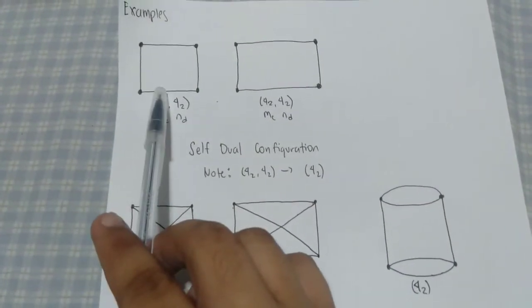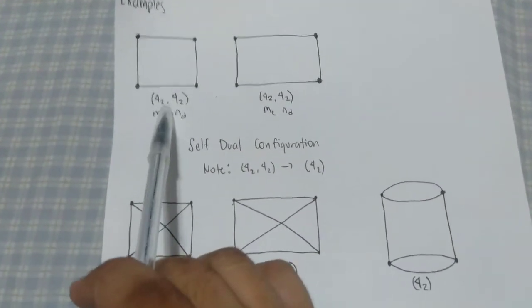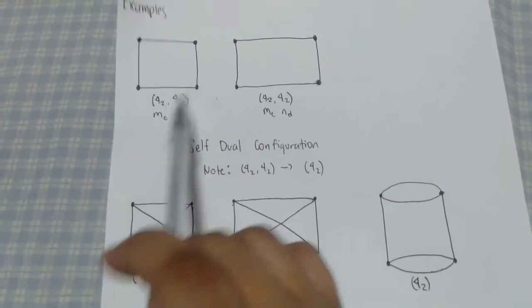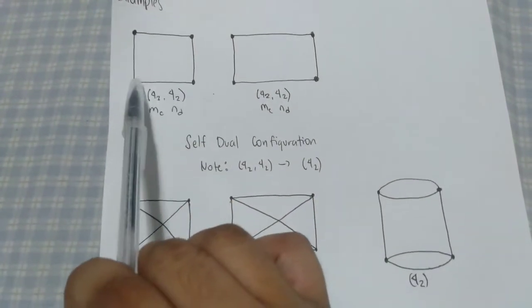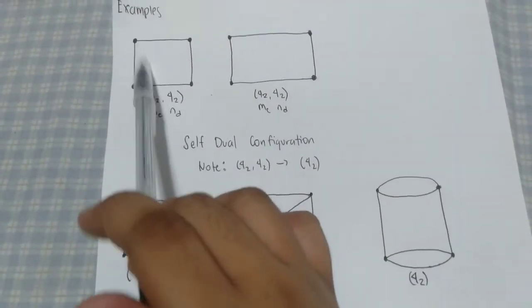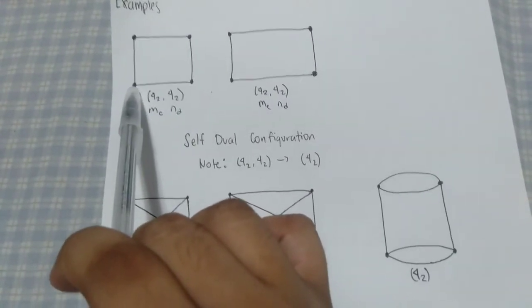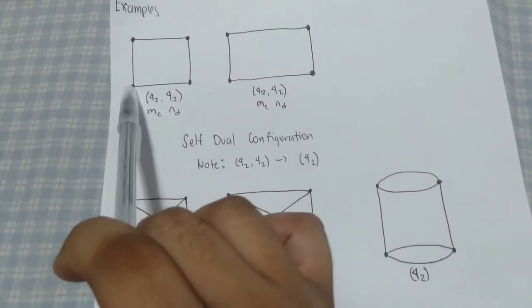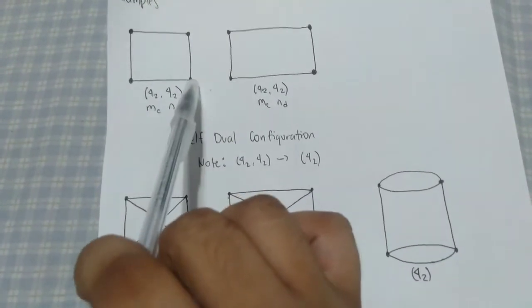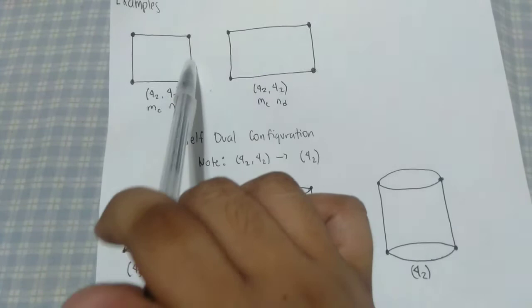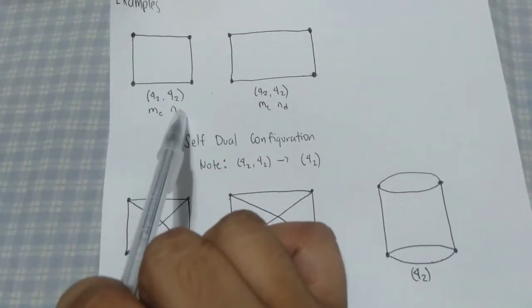So why is this (4, 2)? Because in a plane, we have 4 vertices. In each vertex, we have 2 lines, 1 and 2. Now we proceed to ND.